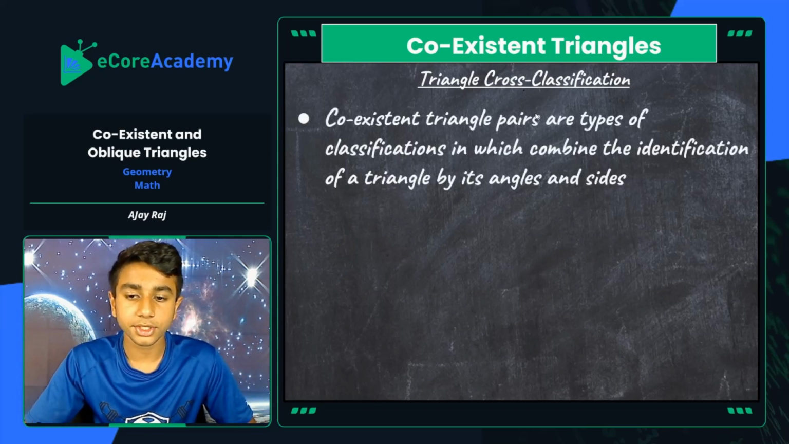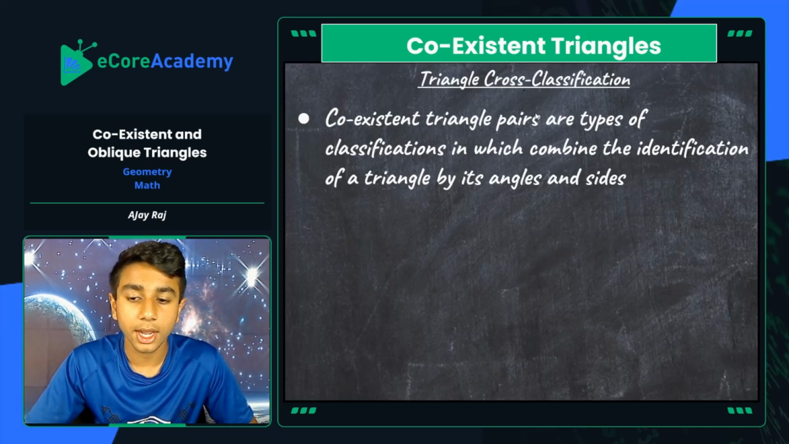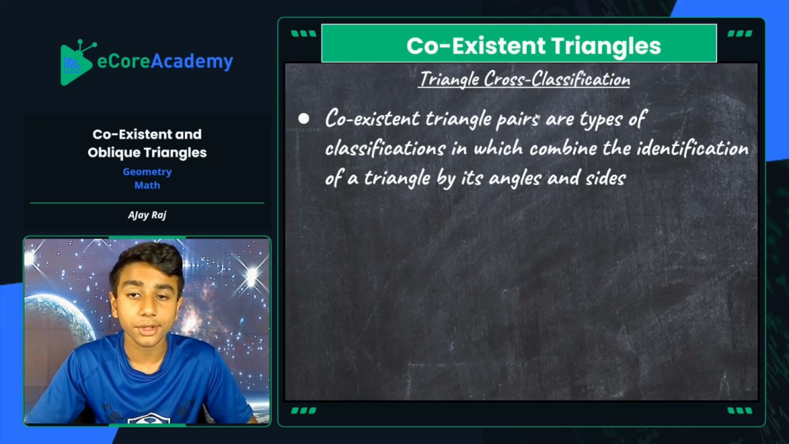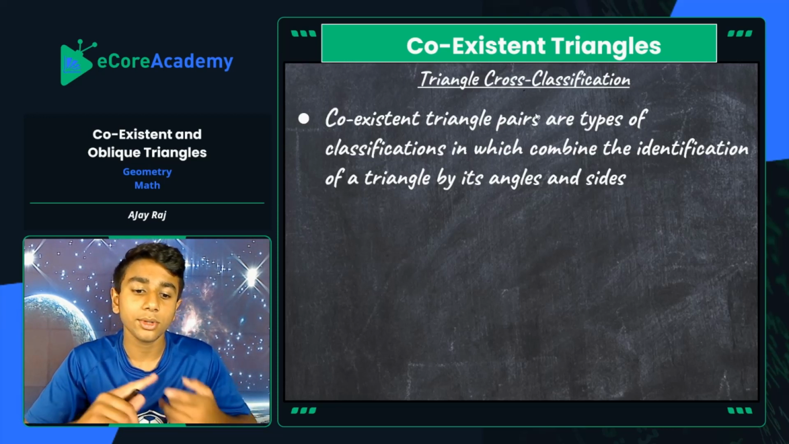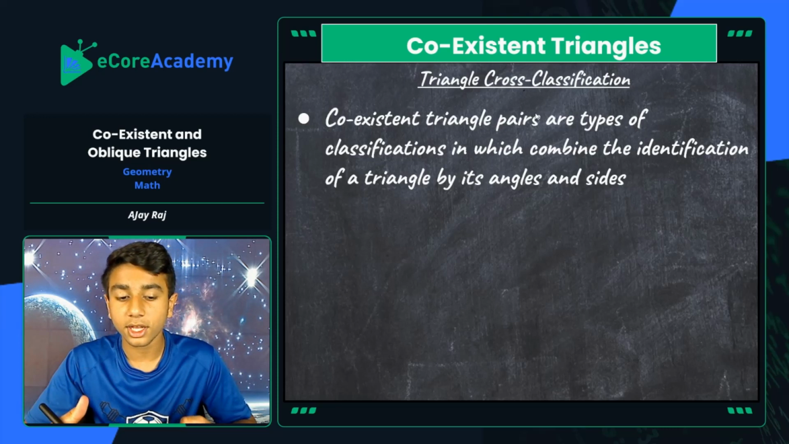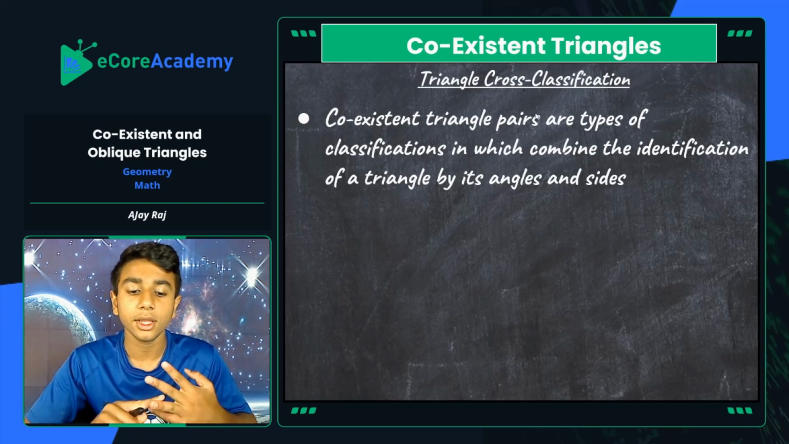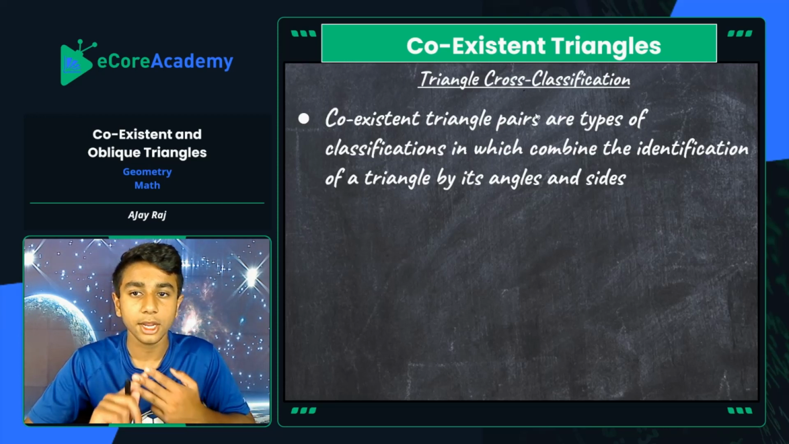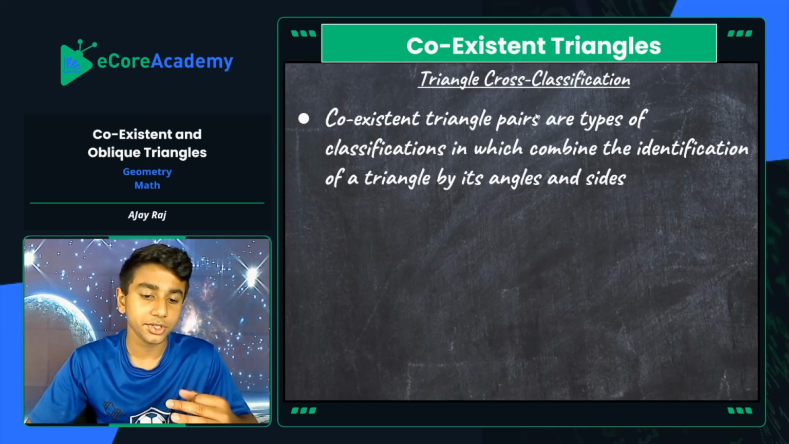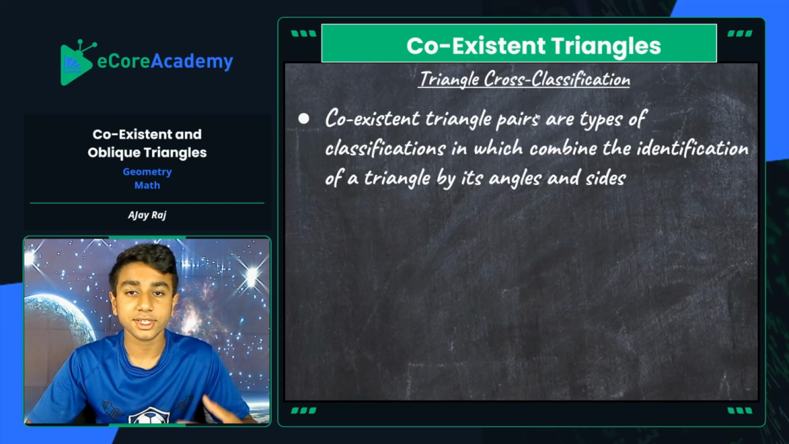So coexistent triangle pairs are types of classifications which combine the identification of a triangle by its angles and sides. If you refer to my previous video about constructions with polygons, I showed you how triangles can be identified by angle classification, which is obtuse, right, and acute triangles. Those are the three types of triangle classifications by angles. And then the three side classifications are isosceles, equilateral, and scalene.